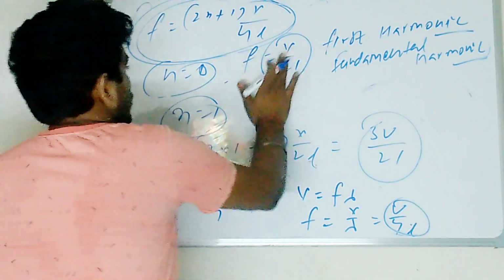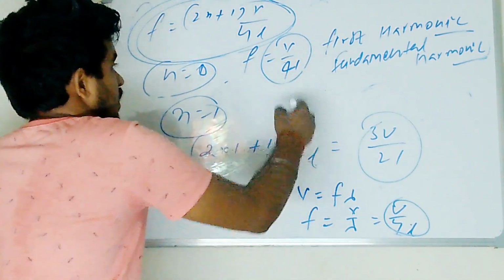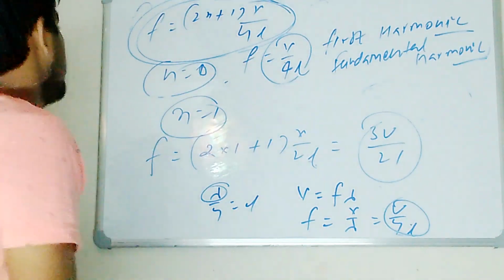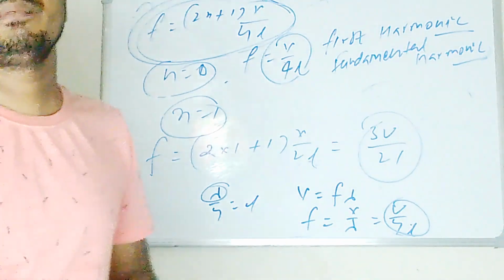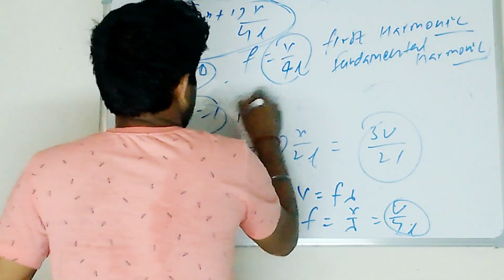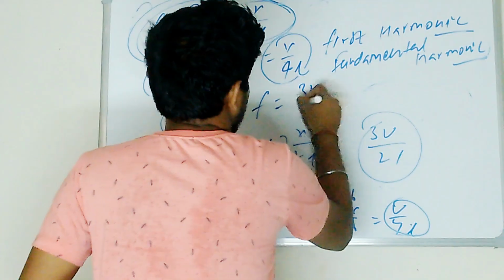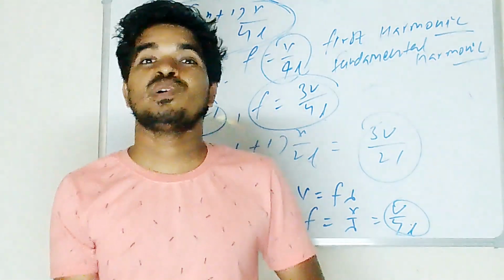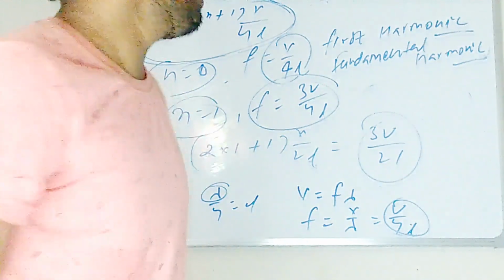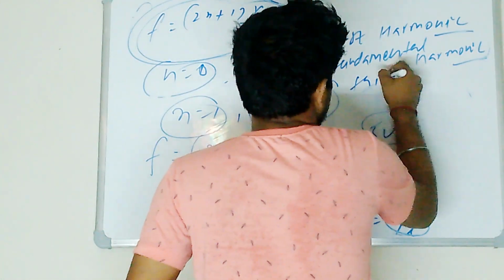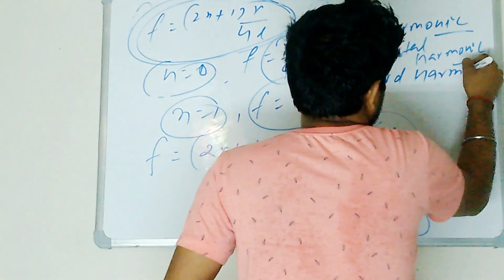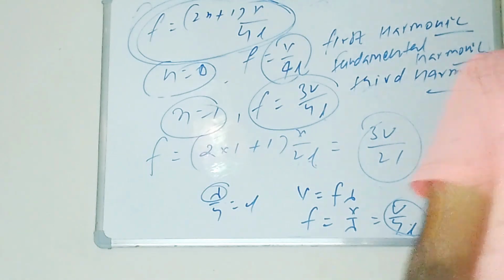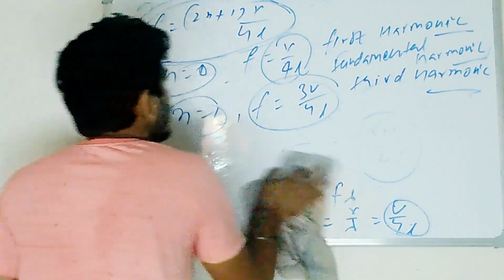So if I put n equals to 0, this is v by 4l. Am I right? If I put n equals to 1, this is 2 into 1 plus 1, that is 3v by 4l. Am I right? So see what we are observing here. We are not getting the second harmonic. We are not getting even harmonics. So directly we are getting the third harmonic. Yes or no? This is the third harmonic. In the same way, if you continue, the next harmonic is what? Fifth harmonic. Because if you put n equals to 2 over here, what do you get?